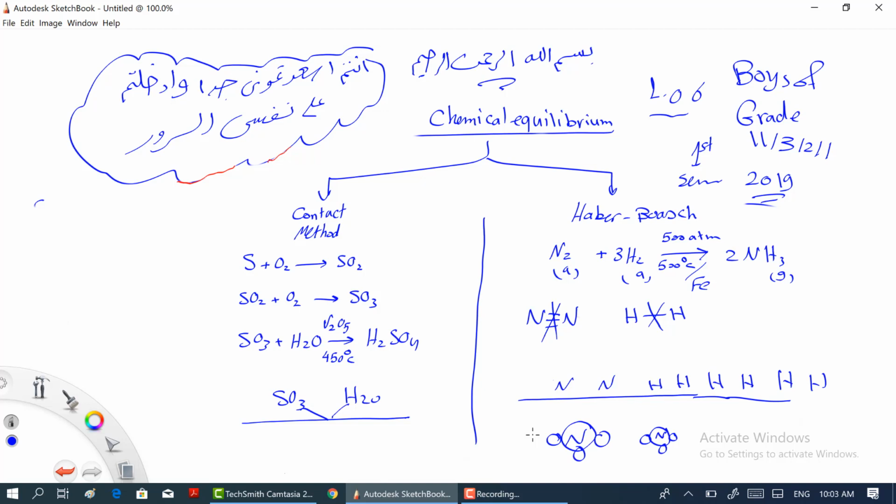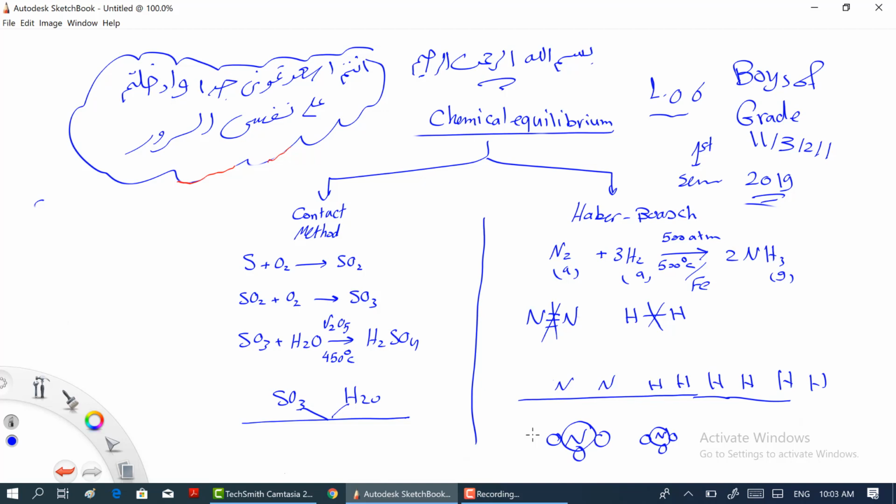What is the difference between absorption and adsorption? Absorption is like a sponge, which absorbs things inside it. But adsorption means that things collect over its surface.